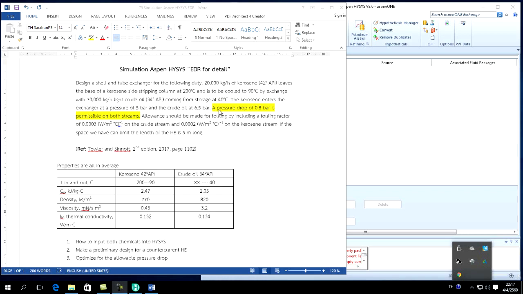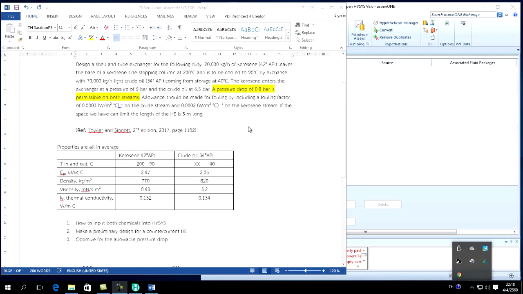The restriction in this case is not to have the pressure drop greater than 0.8 bar in both streams, under the fouling factors of 0.0003 and 0.0002 watt per square meter degree Celsius, reciprocal of that. One of the limitations is that the space that we have cannot fit any heat exchanger longer than 5 meters.